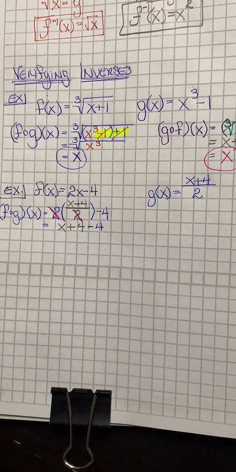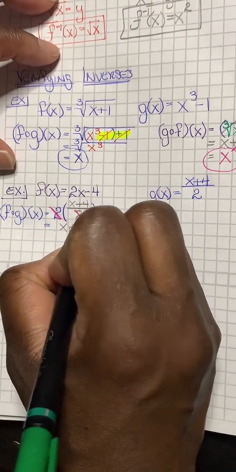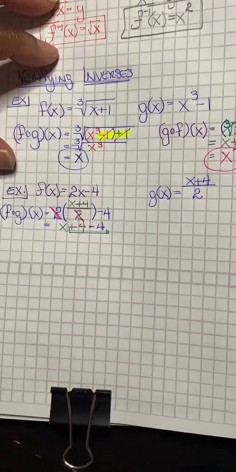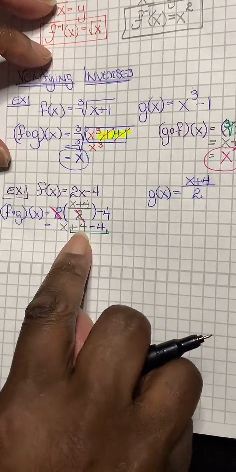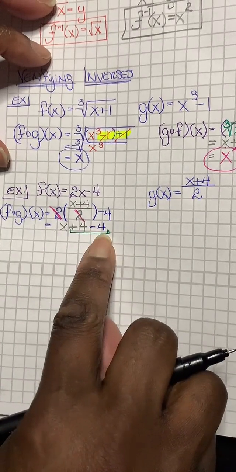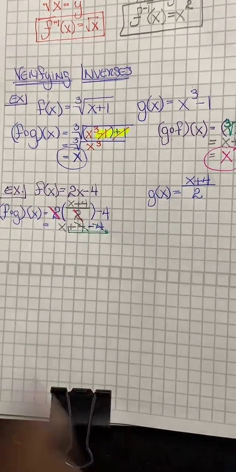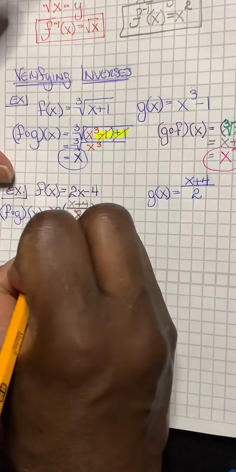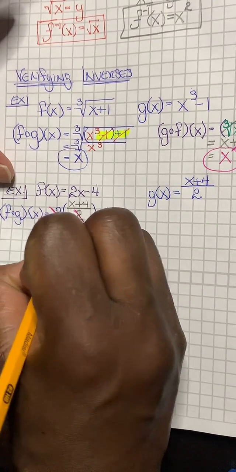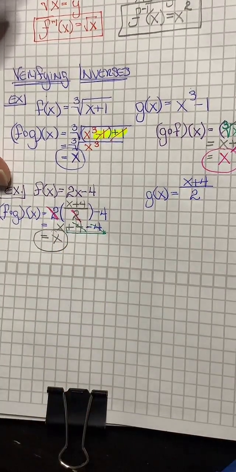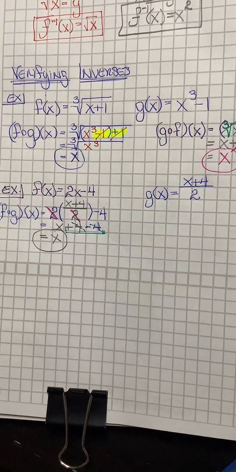But then take a look here. We got like terms. So we have positive 4 minus 4. That cancels out because that gives me 0. So now we have equals x. And that's exactly what we wanted to see. So it's giving me hope.